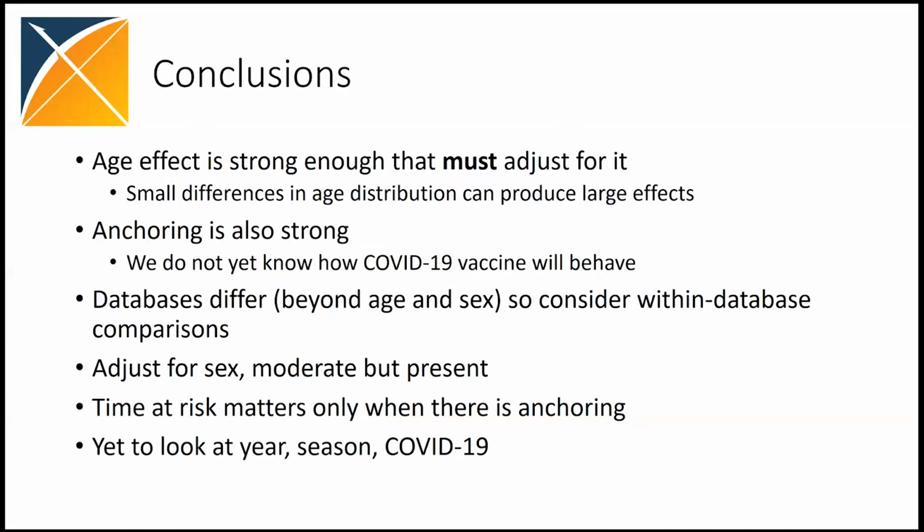So in conclusion, the age effect is strong enough that you must adjust for it, period. Small differences in the age distribution can produce large effects. Anchoring is the second strongest thing. Yet we don't know how COVID-19 is going to behave, how people are going to get it, and it's going to differ from today versus 6 months from now. So how we anchor may differ in baseline rates. Databases differ beyond age and sex, so consider within database comparisons. Adjust for sex, it's a moderate effect, but it's present. And time at risk matters only when we anchor, and we've yet to look at year, season, and COVID-19.